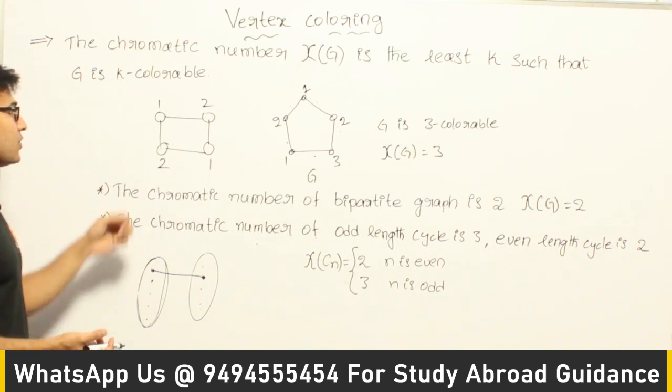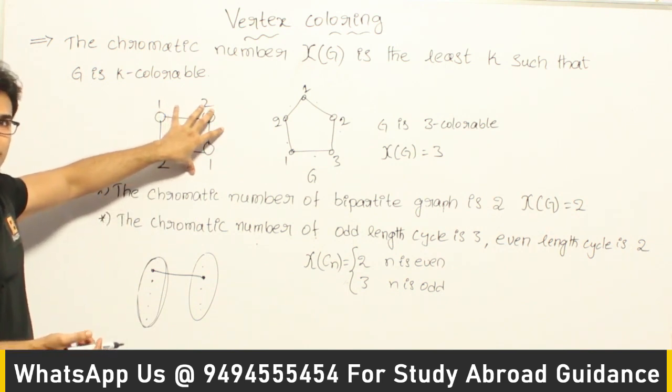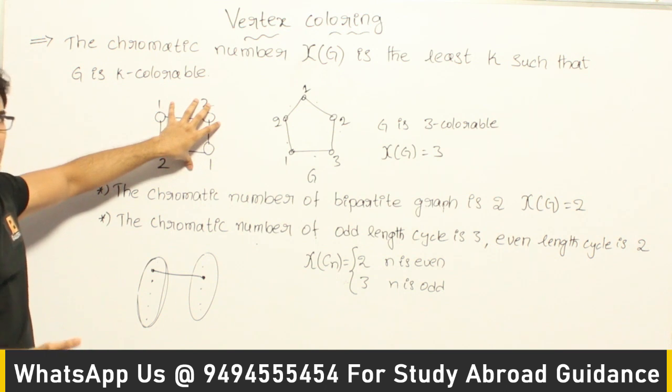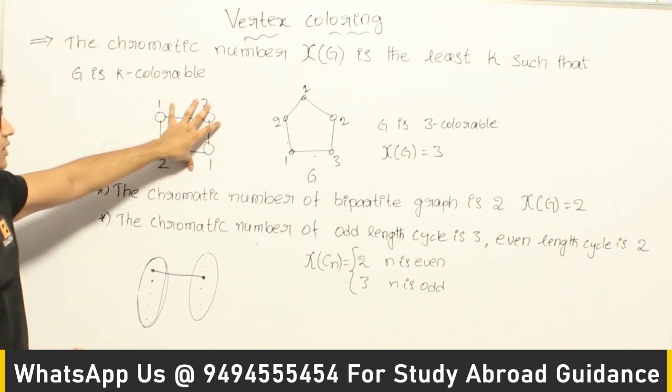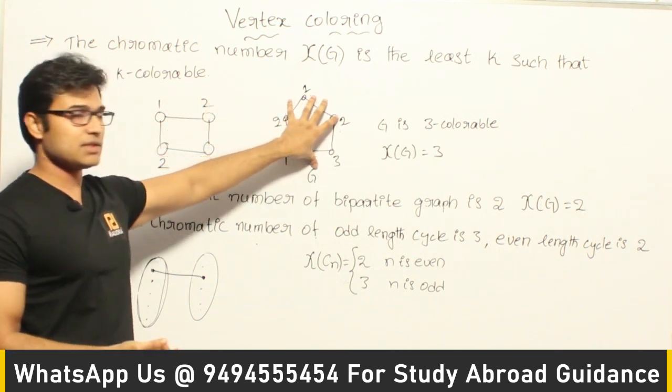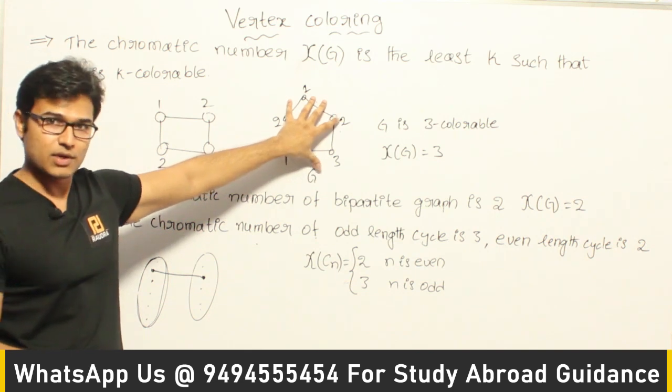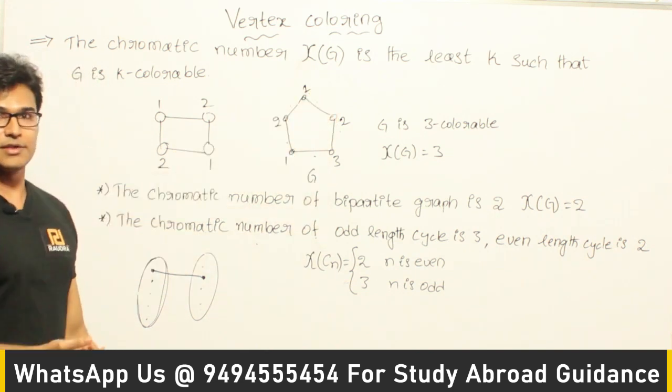That's it, right? Therefore the chromatic number is 2. What does it mean? You'll never be able to color it with less than 2. That is the meaning of it. Now chromatic number of this one is 3. What does it mean? You will never be able to color it with less than 3.